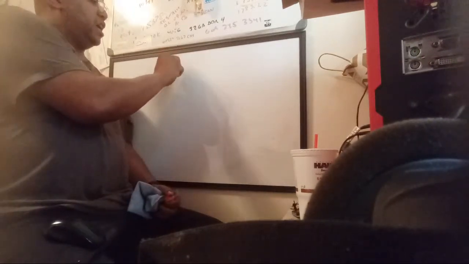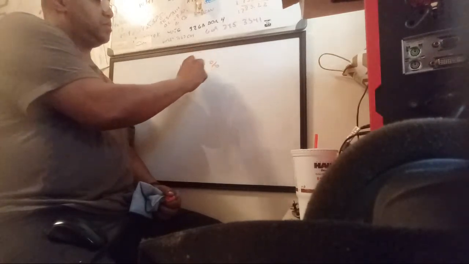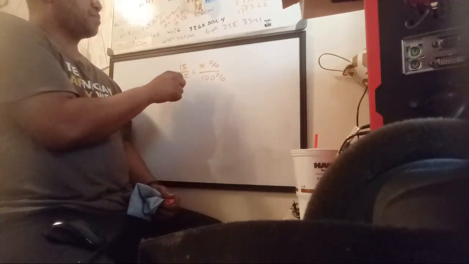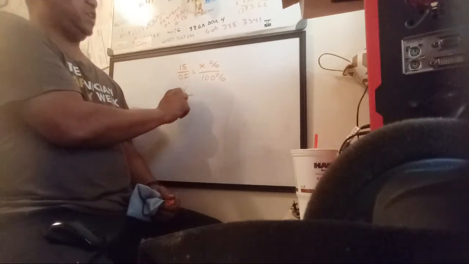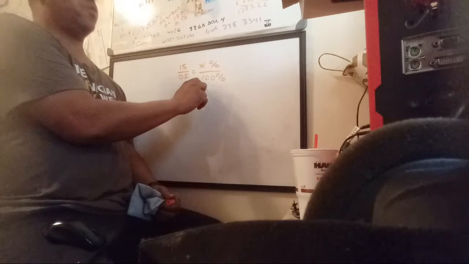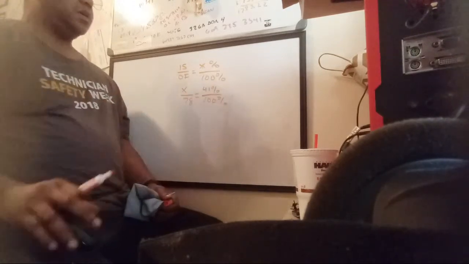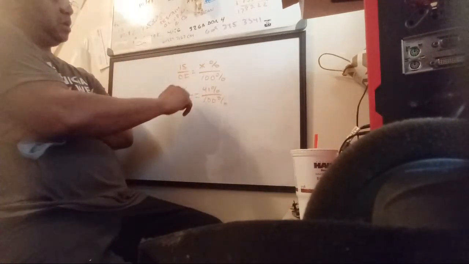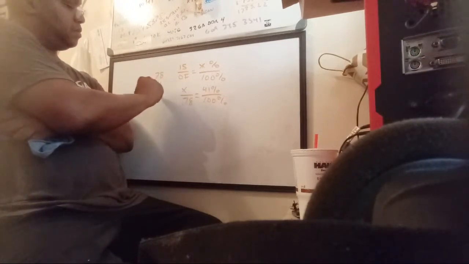So immediately, in our is-over-of formula, our "is" is unknown. Our "of" is 78, and it's 41% over 100%. So immediately, 41 times 78 is 3,198.